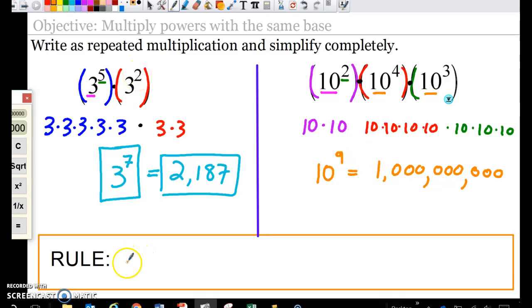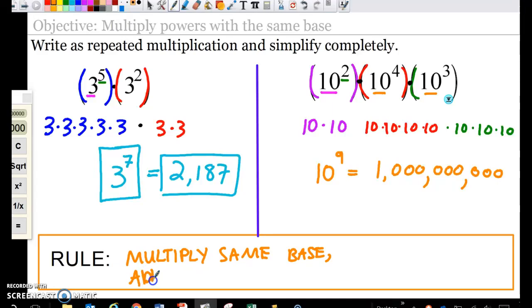The rule is, when I multiply same base, you will add the exponents. That's only when you have the same base, the same thing you're multiplying. So I had the 3's and the 10's, and they have the same base. Let's add the exponents.